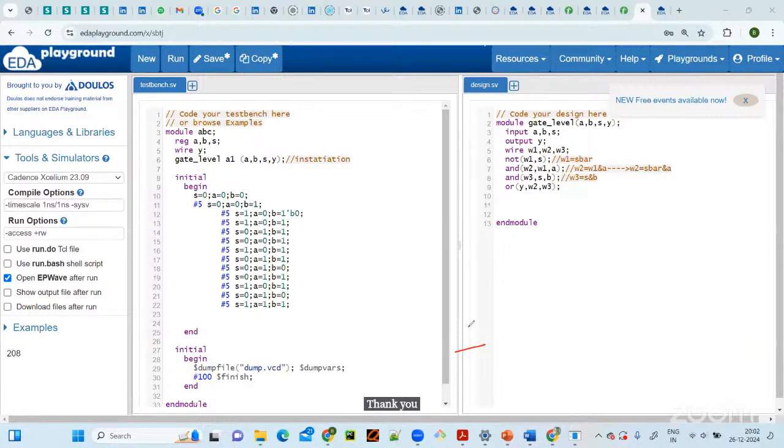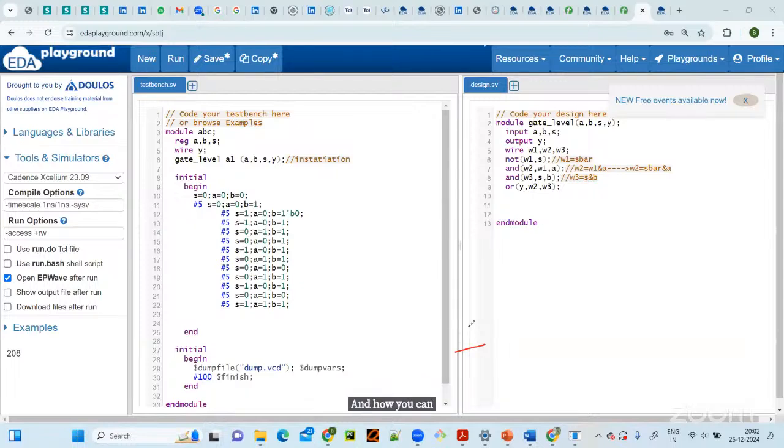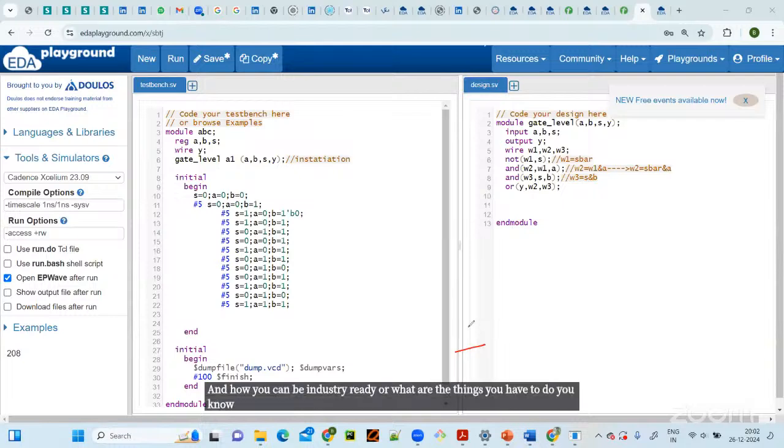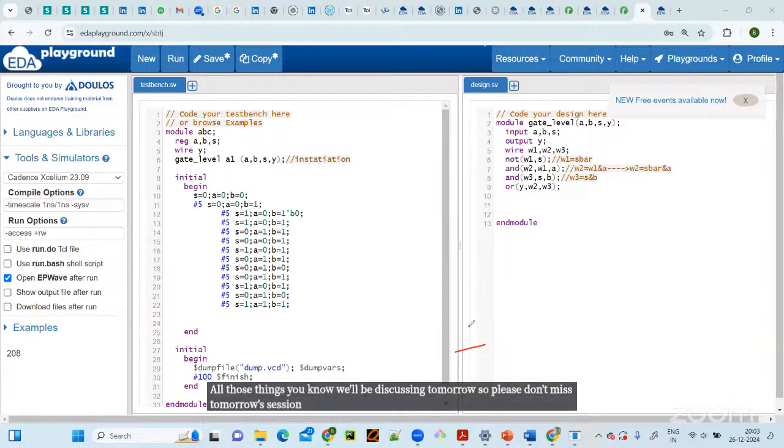Don't miss tomorrow's session. Tomorrow I'm going to give you a few more insights on how to get into the industry, what the different roles are, where you could be placed, what your interests are, and how you can be industry ready, or what things you have to do. If you join any coaching institute, that's fine, but even without joining anyone, if you want to do something on your own, how to do it, what the different platforms are, and what free websites you can access for the course content. All those things we'll be discussing tomorrow. So please don't miss tomorrow's session.